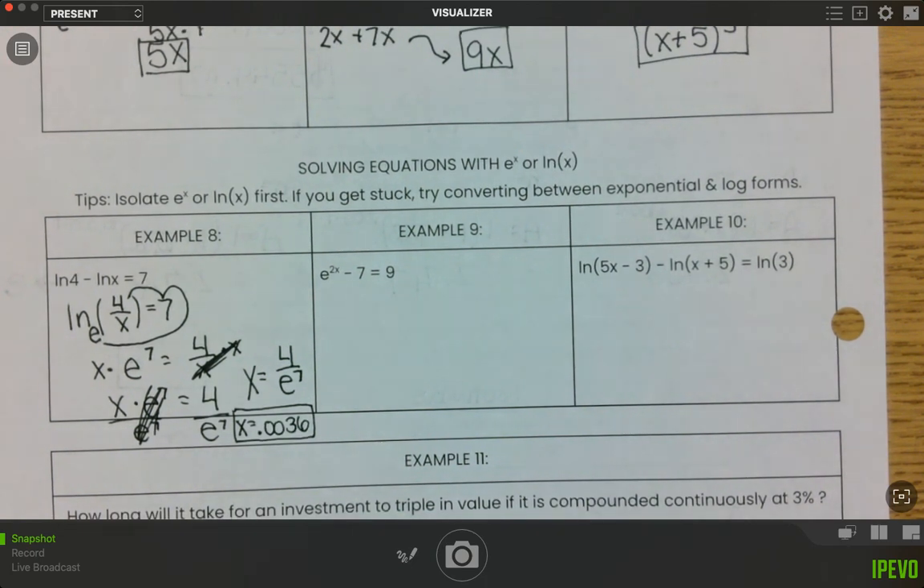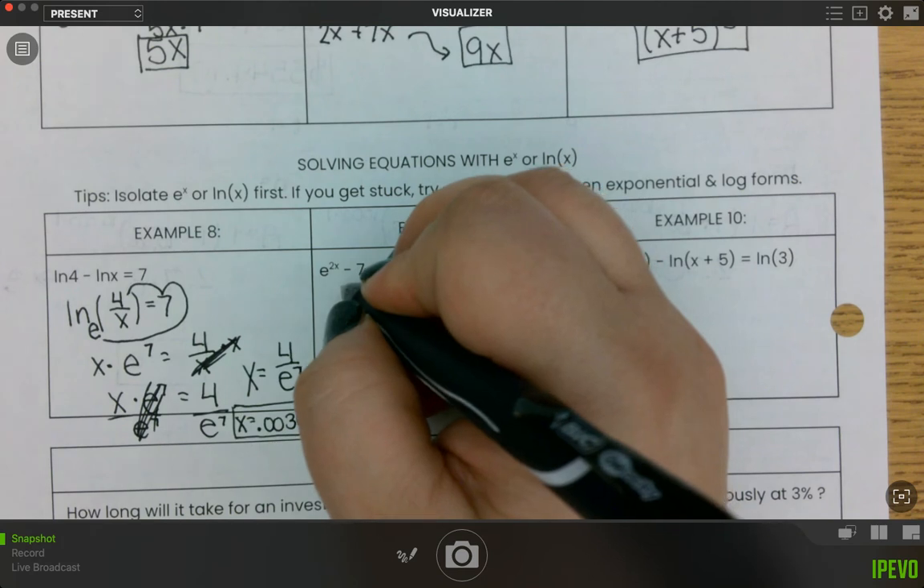Okay. And then we're going to move on to the next one. So you'll notice that there is an e to the power of 2x. We want that to be by itself. So I'm going to get rid of that 7.